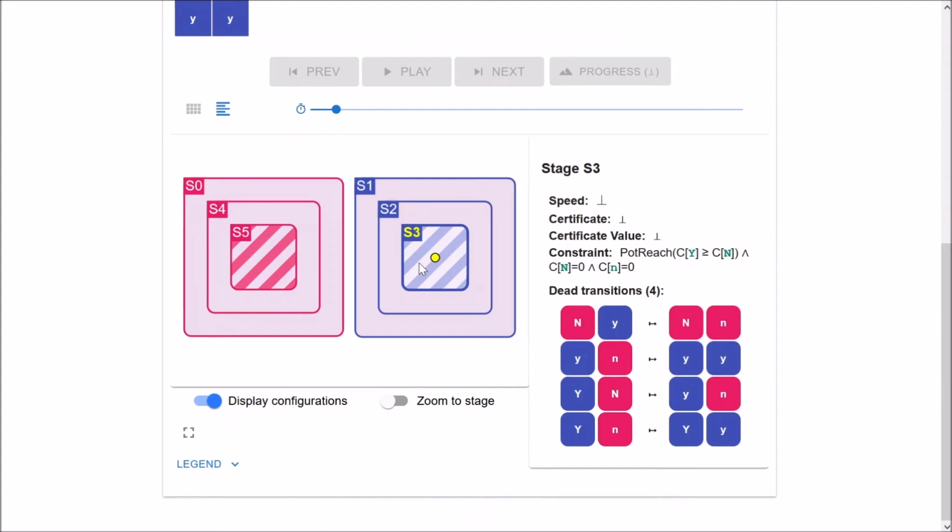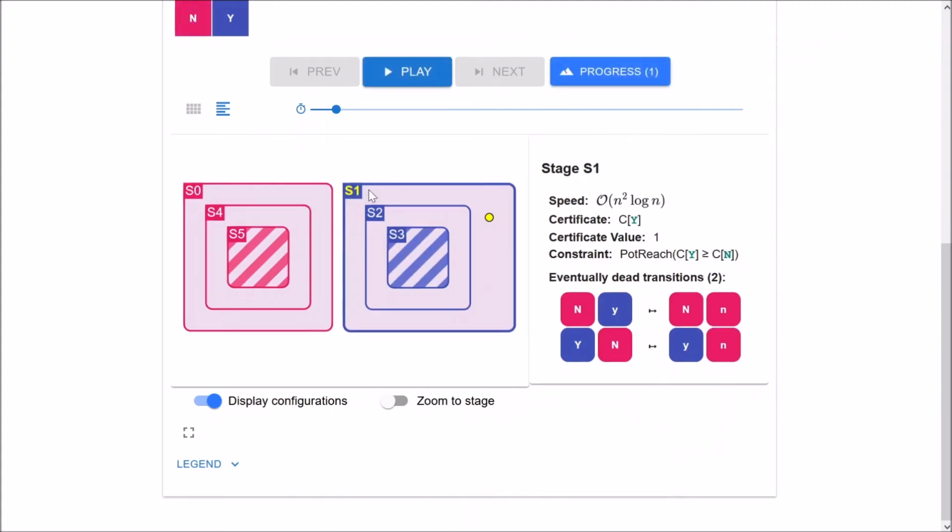Each non-terminal stage in a stage graph comes equipped with a certificate. Intuitively, this certificate proves that runs starting inside of the stage eventually lead to one of its inner stages. Together with inductivity, this implies that these runs that start inside of the stage eventually get trapped in smaller and smaller stages until the run gets trapped inside of a terminal stage.